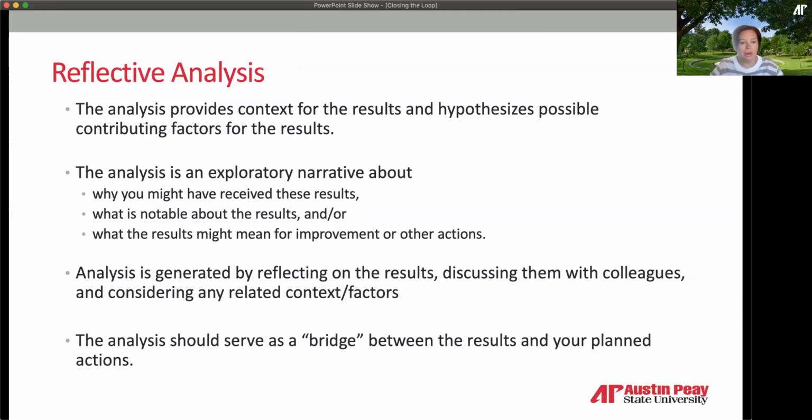So you're really thinking about, why did we receive these results? What's notable about them, like what stands out to you about the results, and what might they mean for improvement or other actions that you might take.